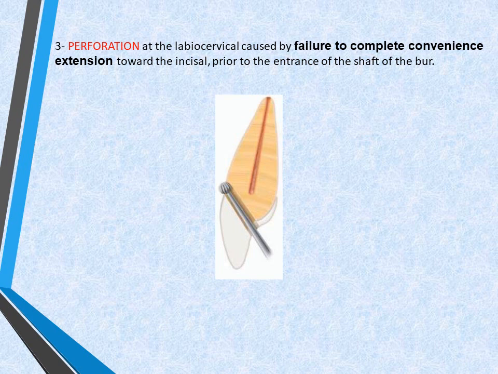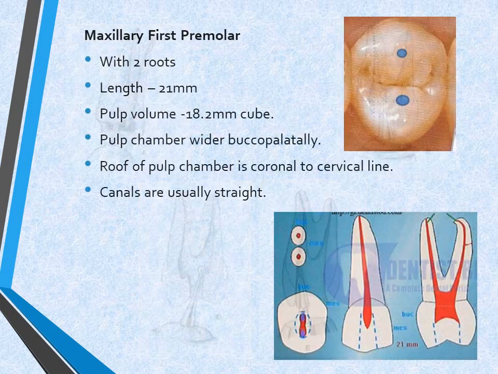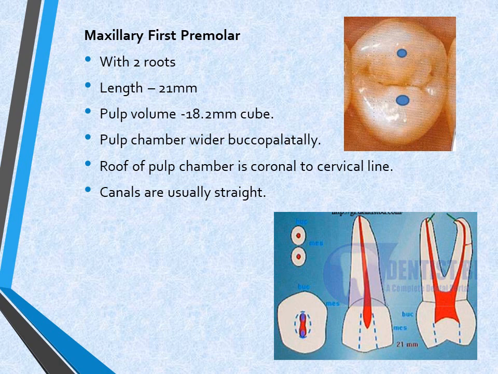So this is why the decisions to be taken before access opening are important. Now, maxillary premolars: you have to understand that this is the transition from your anterior to your posterior. This tooth can be a little confusing because the pulp chamber is wider buccopalatally. So you are going to get an oval or dumbbell shaped pulpal chamber, because of which the shape of your access opening is also going to be oval or dumbbell shaped.